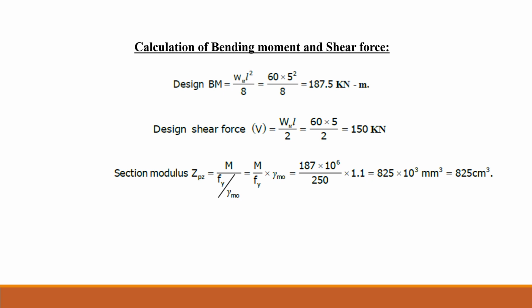And then calculate the section modulus. The formula is ZP required is equal to M by Fy into gamma m naught. M is equal to the bending moment, that value is 187.5 into 10 power 6, by Fy value, which is constant, 250, and then gamma m naught is 1.1. The value is taken from the IS 800 2000 code book. While calculating, we'll get the section modulus. That value is 825 into 10 power 3 mm cube.